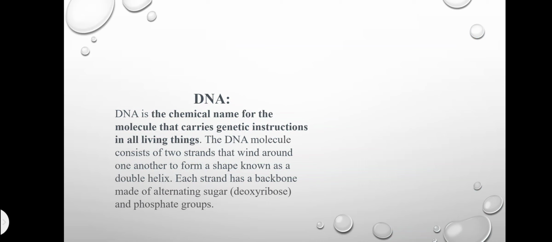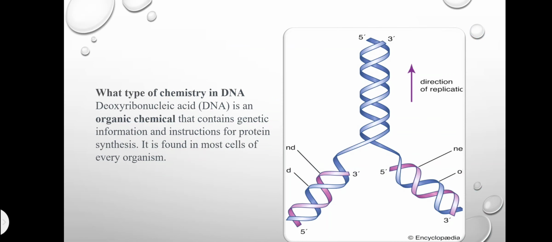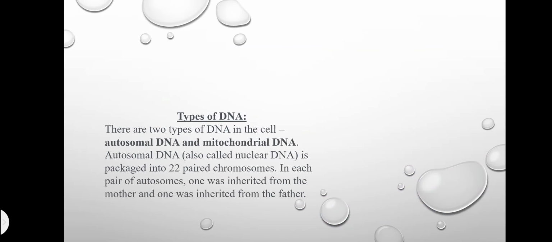Now we discuss the DNA. DNA is a chemical name for the molecule that carries genetic instructions in all living things. The DNA molecule consists of two strands that wind around one another to form a shape known as a double helix. Each strand has a backbone made of alternating sugar and phosphate groups. What type of chemistry is in DNA? Basically, DNA means deoxyribonucleic acid, an organic chemical which contains genetic information and instructions for protein synthesis. It is found in most cells of every organism.